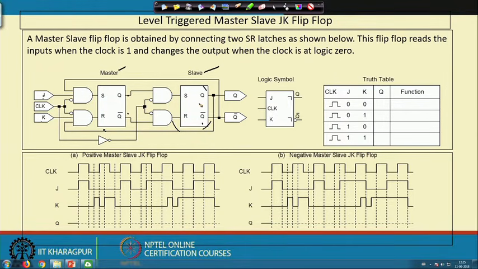So, here for example, when the clock signal is high, this Q output does not change. Okay. This Q output will change when the clock signal is low. So, when the clock signal was high, this J was 1 and K was 1.